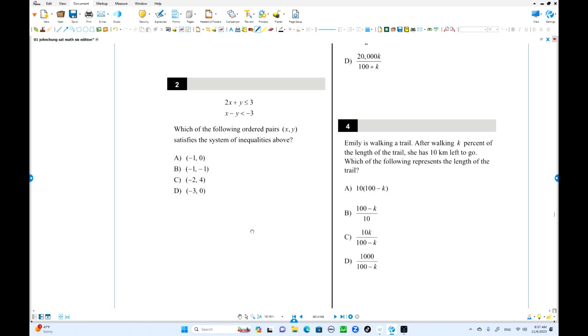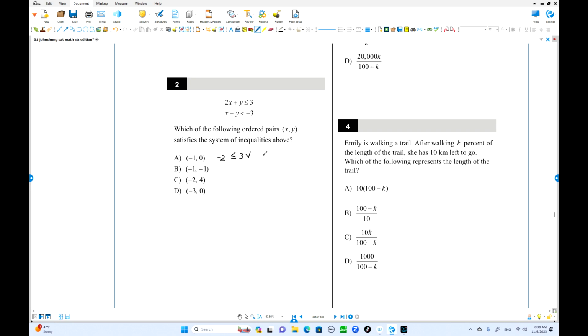All right, number 2. Now we have a system of inequalities. Which of the following is the solution? You can put these numbers into the equations quickly. The first one is -1, 0. So 2 times -2, 0. Is this less than 3? Yes. Now put the second one in.